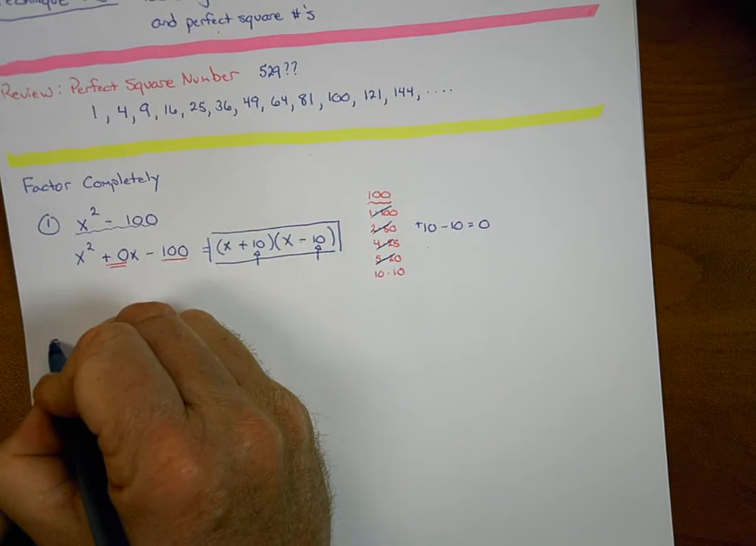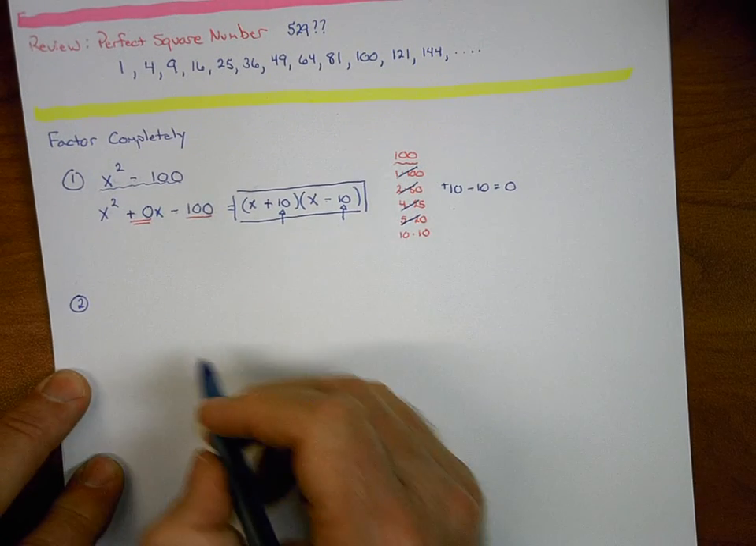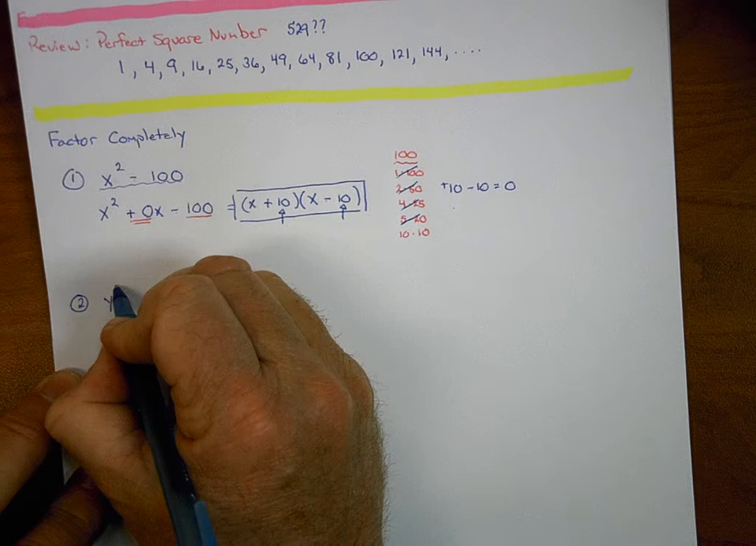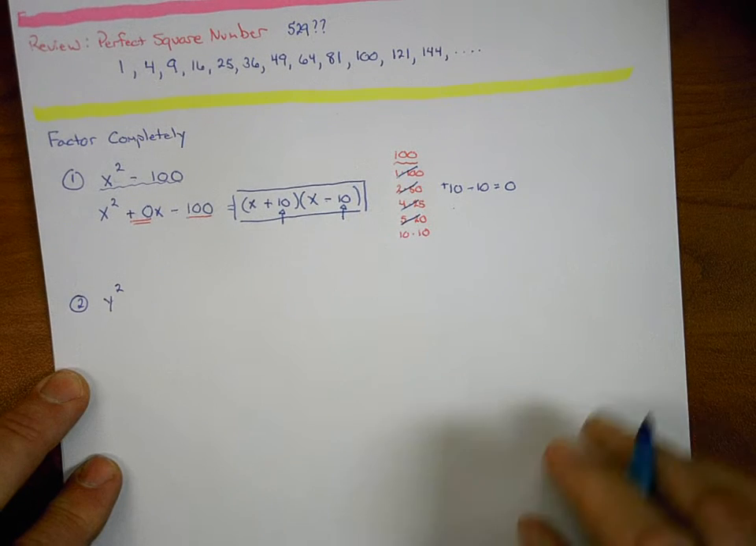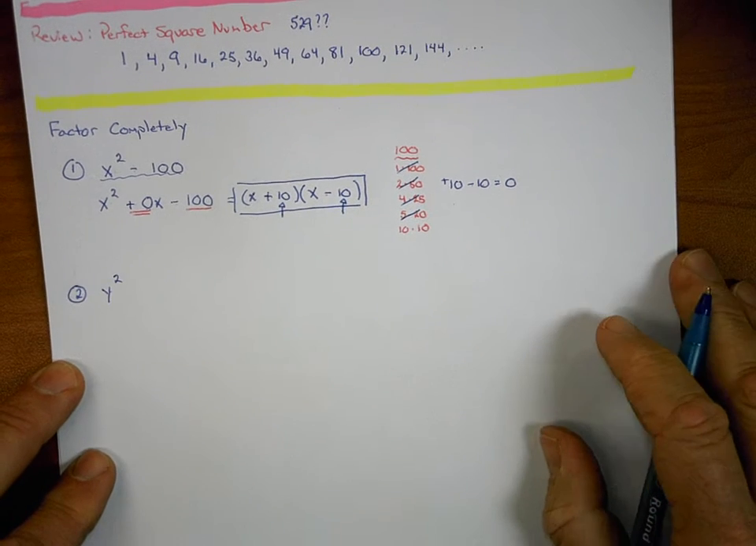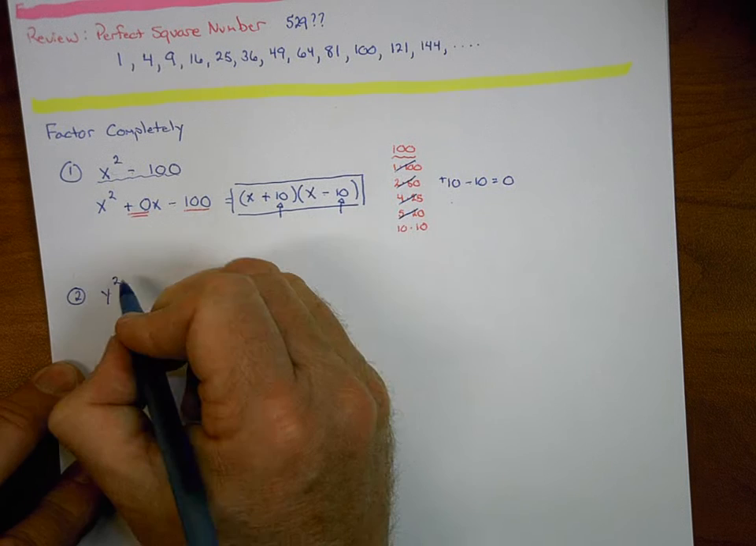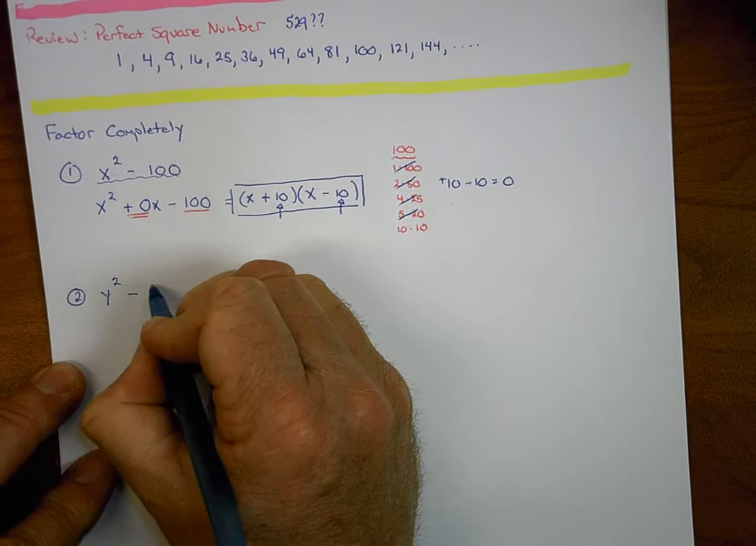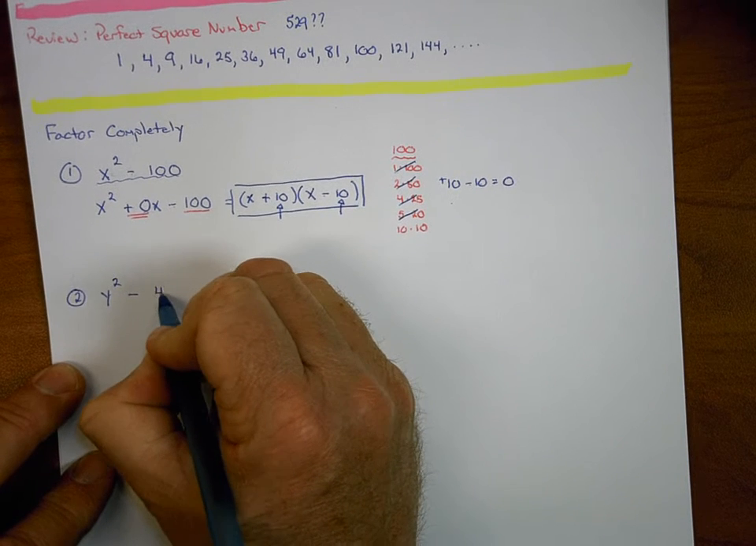Number 2, let's do another example. Let's say I have y to the second power. Notice I mixed up the variable. Does that matter at all? No, it doesn't. And then I'm going to put a minus sign, and then over here I'm going to put a number. How about 49?